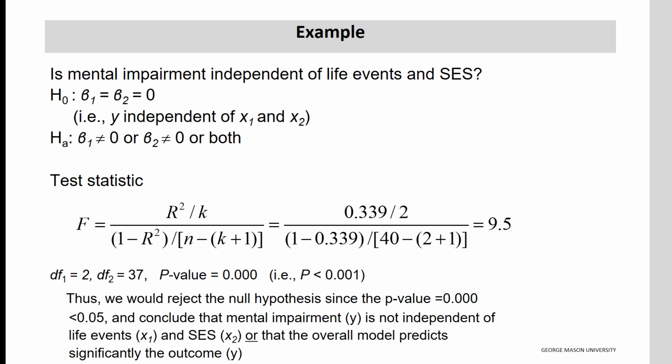So at this stage, all we're concluding is that the overall model is a good one because it predicts the outcome variable. However, to examine the significance of each slope, we would have to look at the regression coefficients and the associated t-test and p-value for each one of those.